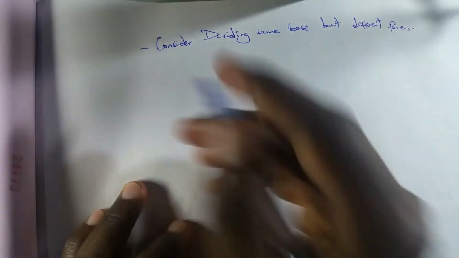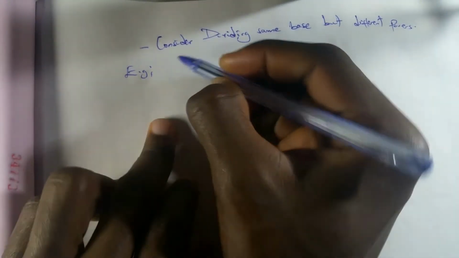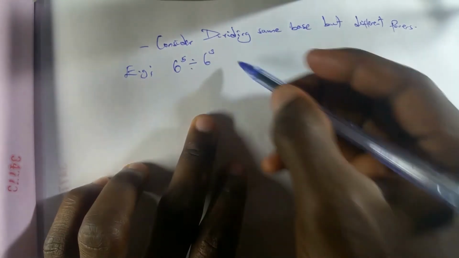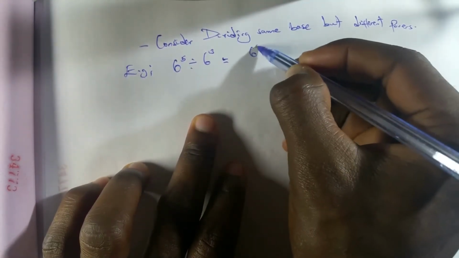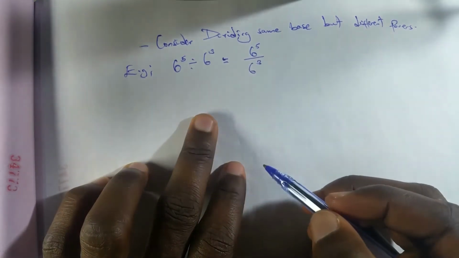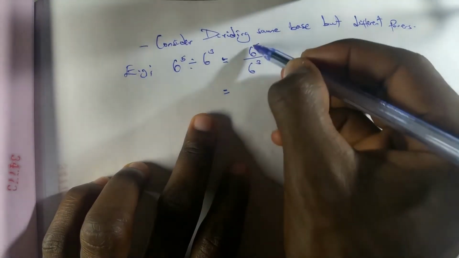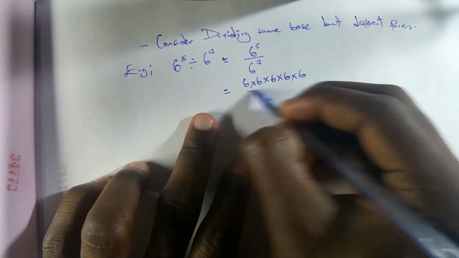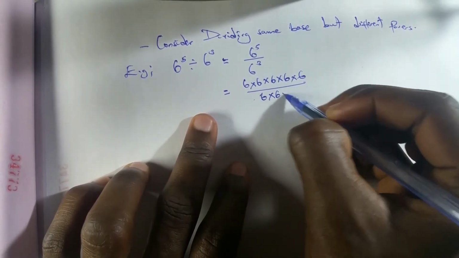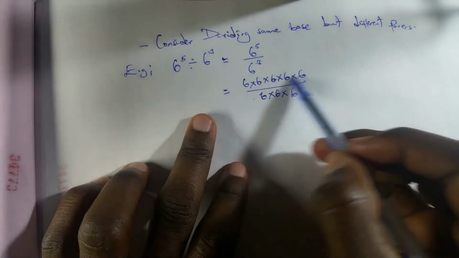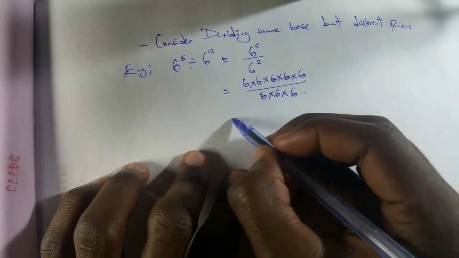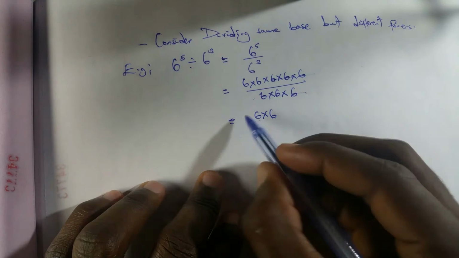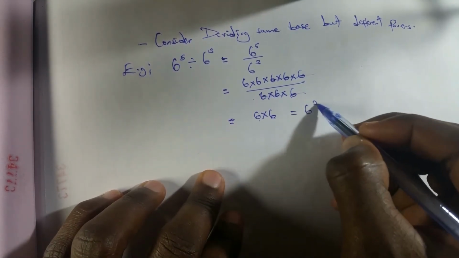An example we can look at there: let's say we have 6 to the power 5 divided by 6 to the power 3. The usual way, this is the same as saying 6 to the power 5 over 6 to the power 3. Then we can interpret that the numerator means 6 multiplying itself 5 times, and the denominator means 6 multiplying itself 3 times. Then the 3 from above will cancel with the 3 below, and what remains is only 6 times 6 in the numerator, which means 6 multiplying itself twice, so it becomes 6 to the power 2.